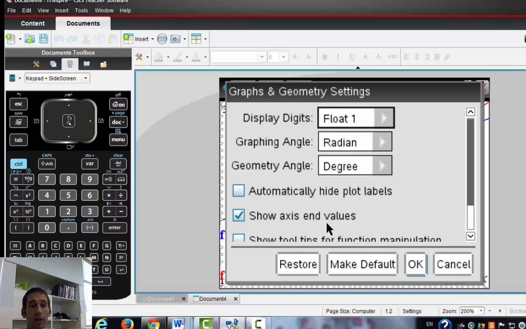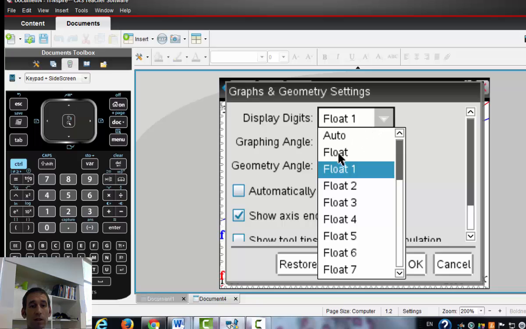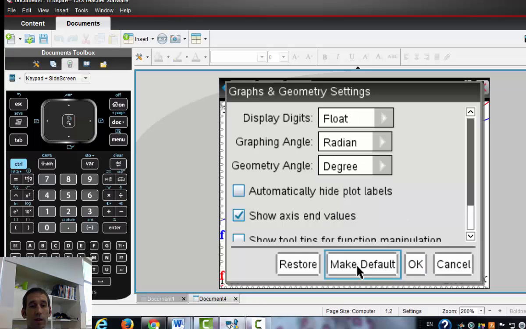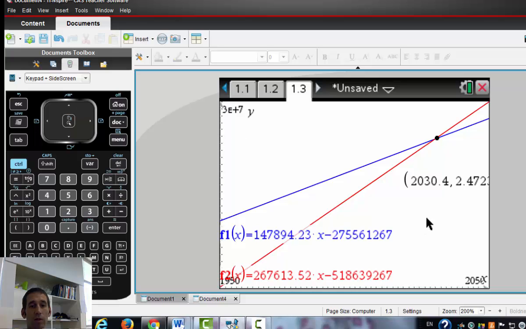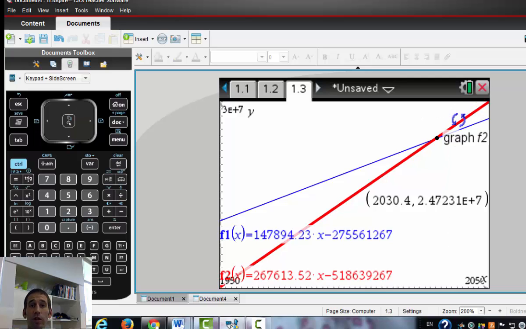So I'm going to look at my settings. Let's see, this is float 1. Let's try the regular float. There we go. Now I get 2030.4. So in the year 2030.4, there will be almost 25 million people in both Los Angeles and New York. So they intersected at that point, and it tells us that that's when they're going to be equal. After the year 2030, LA is going to have the bigger population, and New York is going to have the lower population.